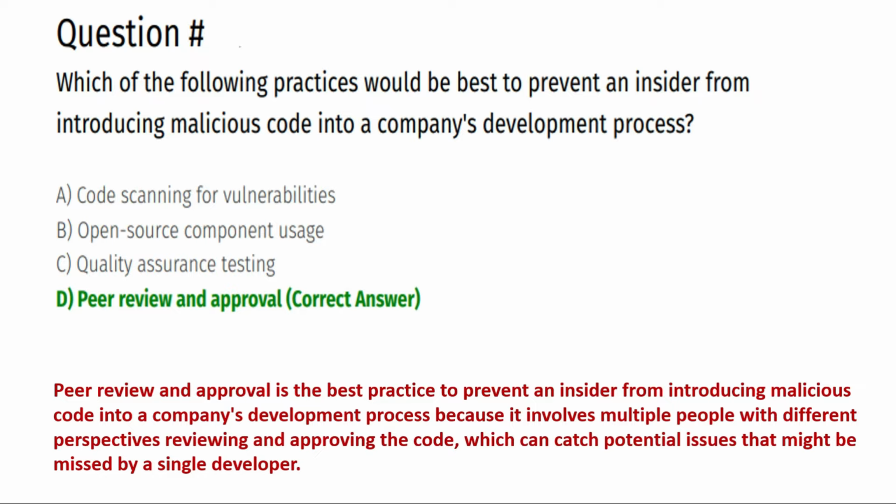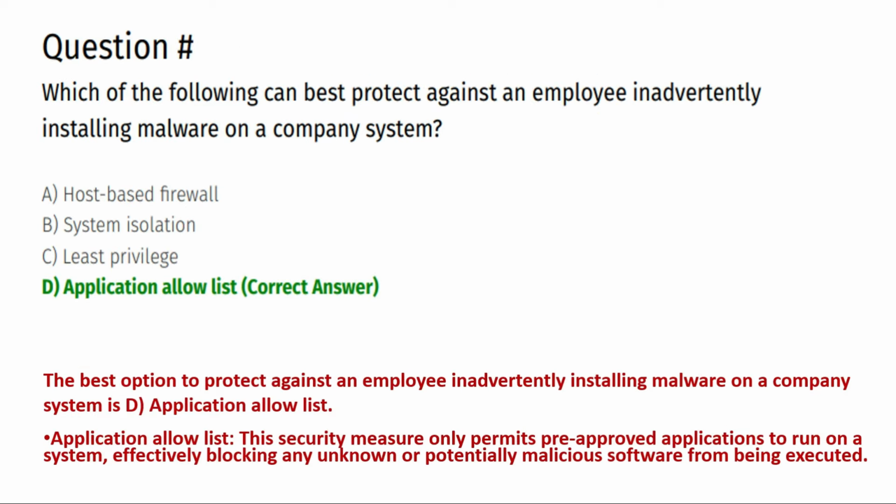Peer review and approval is the best practice to prevent an insider from introducing malicious code into a company's development process because it involves multiple people with different perspectives reviewing and approving the code, which can catch potential issues that might be missed by a single developer. So that's why the correct answer for this question is option D, peer review and approval. So let's move to the next question.